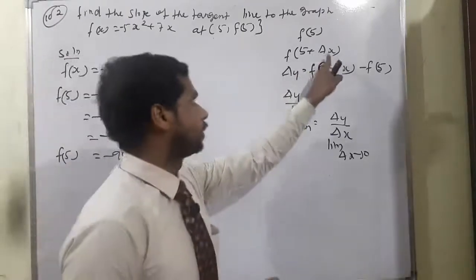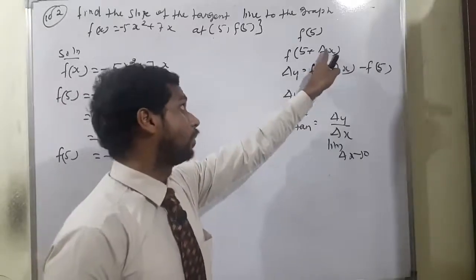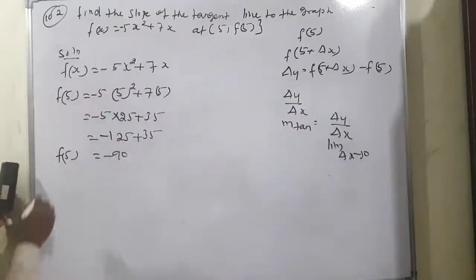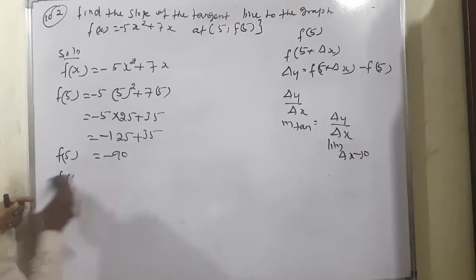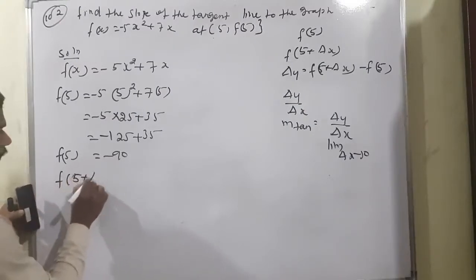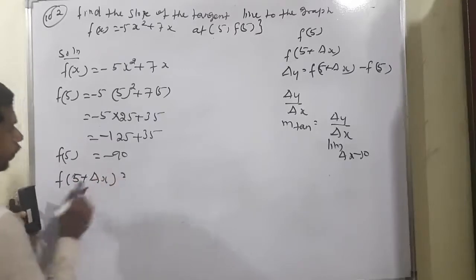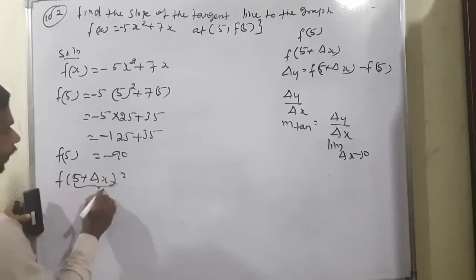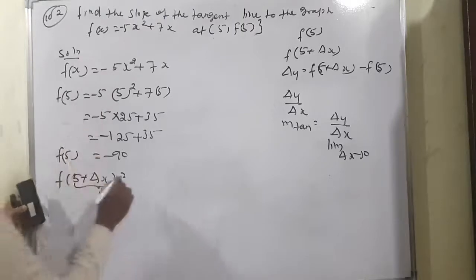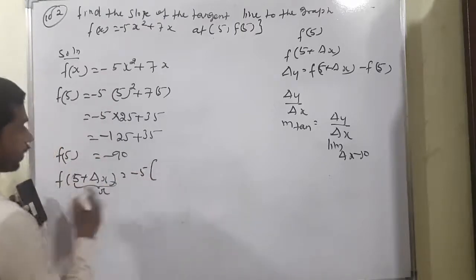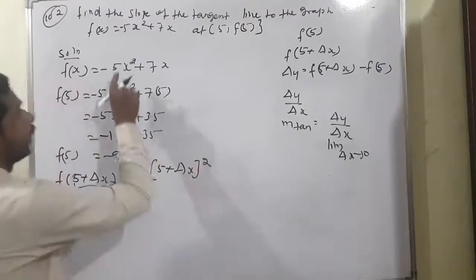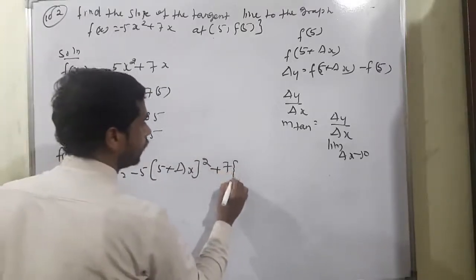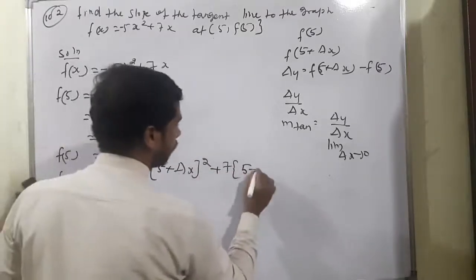Second step, so add some value in del x. So 5 plus del x. F of 5 plus del x. What will happen? This is the whole term considered for x. Okay, now minus 5 into, inside we can write 5 plus del x the whole square, plus 7 into again 5 plus del x.